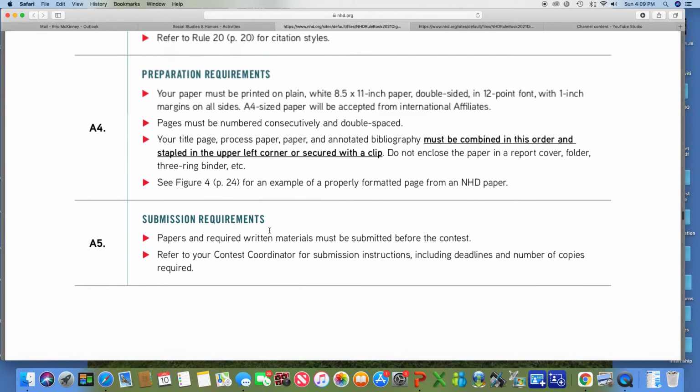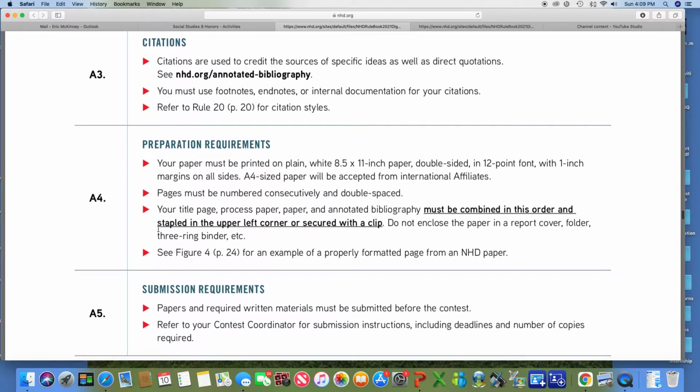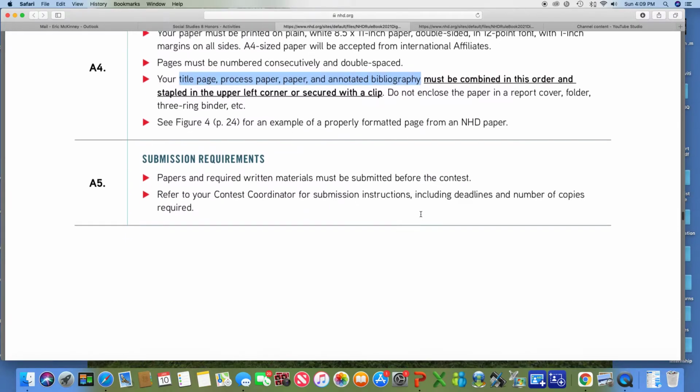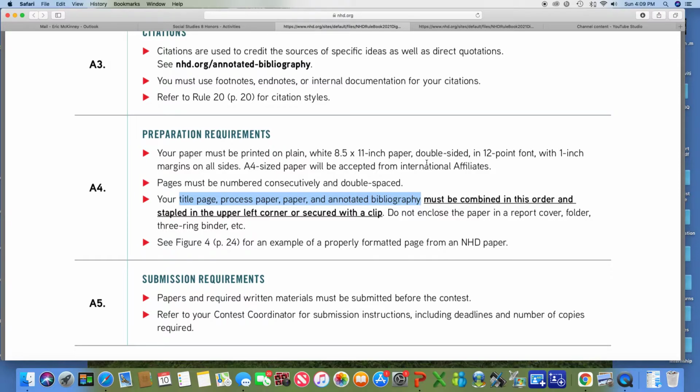Now, what exactly are you turning in your one Google Doc? All right, so they are very specific. It has to be in this exact order. You are going to have your title page. You're going to have your process paper next. You're going to have your paper, and then your annotated bibliography. You can find this in Rule A4 for the papers. That is the exact order that your one Google Doc is going to have all the stuff. Your title page, your process paper, your paper, and then your bibliography.